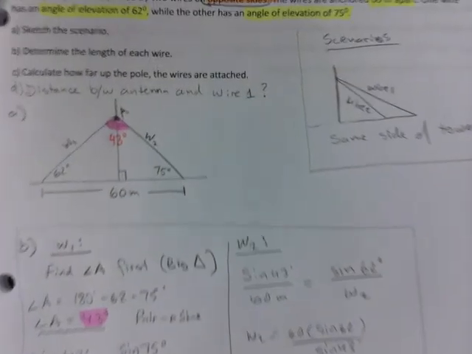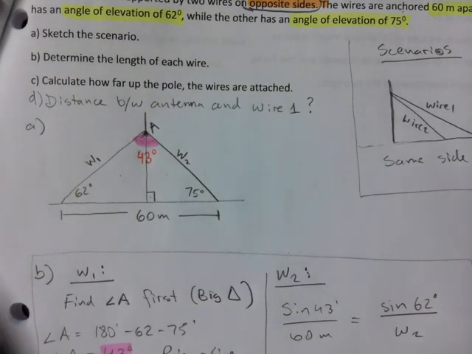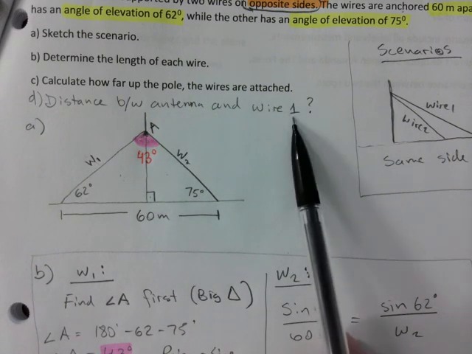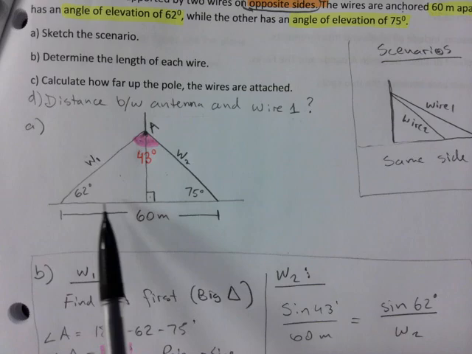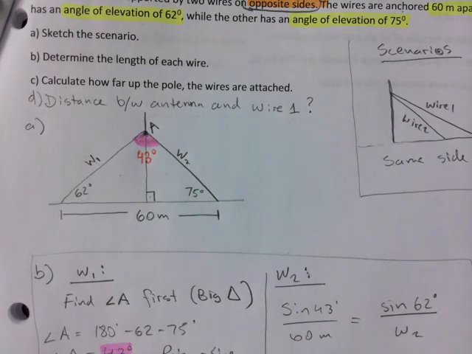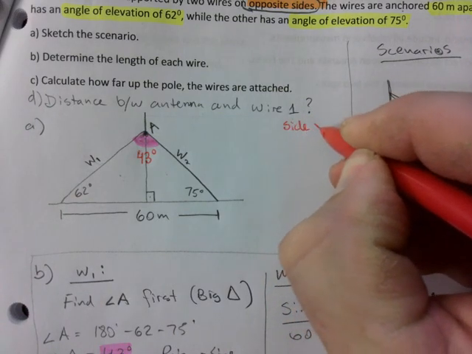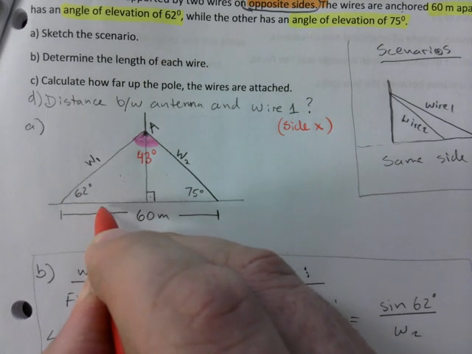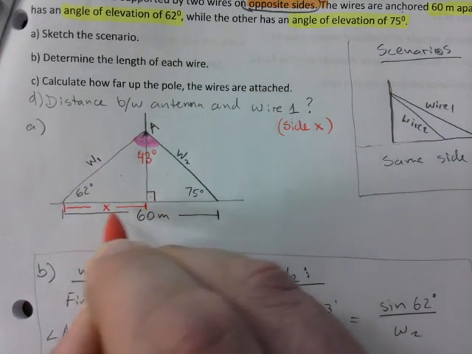Sorry, I'm going to zoom into that. It's just because I don't have a whole lot of room. Really, it should read, what's the distance between the base of the antenna and wire 1, like where it's anchored? So it's along the ground. That's what I'm asking here. This distance right here. So why don't we do this? We're going to call this side X. Okay, put that in brackets. And I'm going to put a little X here. So from here all the way to there. That's what we're interested in.